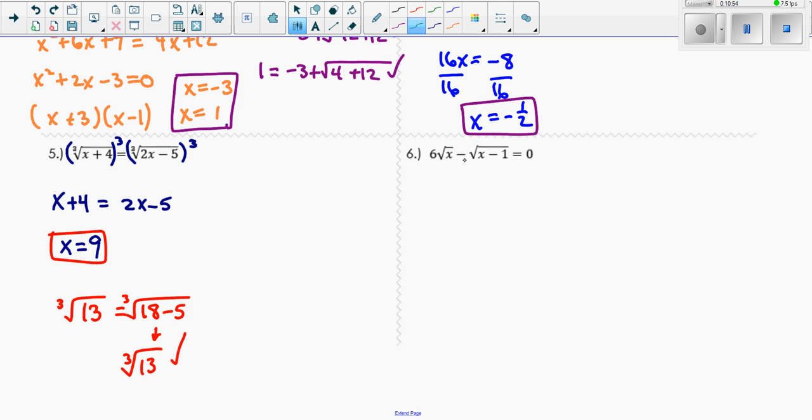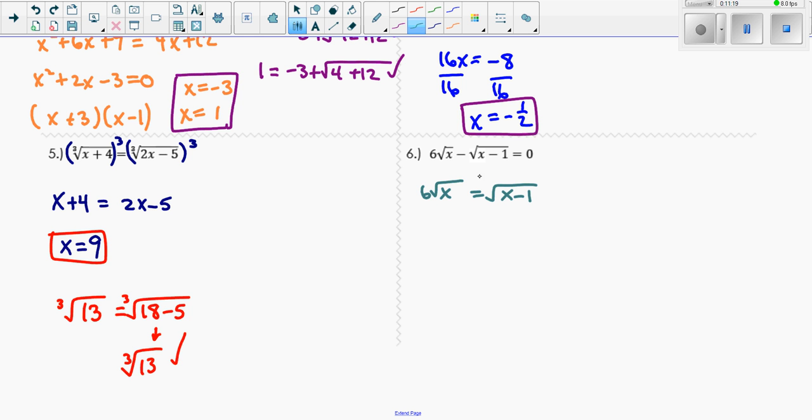You have two radicals. You want them on both sides, not the same side. So I could move either this whole term over, but then I'd have to subtract it, or I could move this whole term over, and then I get to add it. So I'm actually going to move that one over because I want to try to have things positive if I can. So I have this 6 times the square root of x equals the square root of x minus 1.